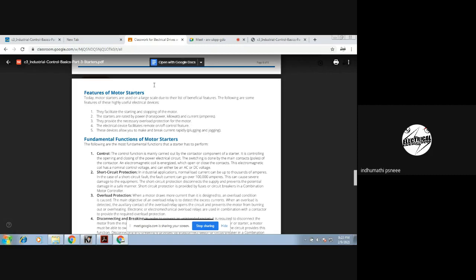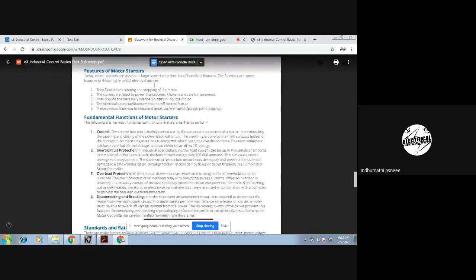Plugging and jogging mean the make and break operation, where the conductor makes and breaks current. And what are the functions of the motor starters? Control and short circuit protection, overload protection, disconnecting and breaking. These are all the functions of the motor starters.